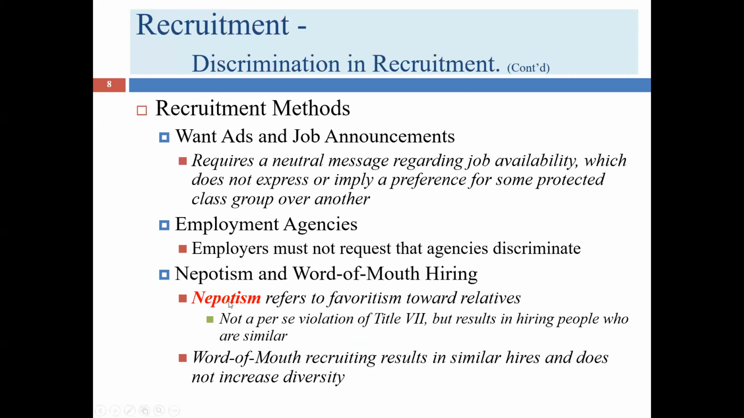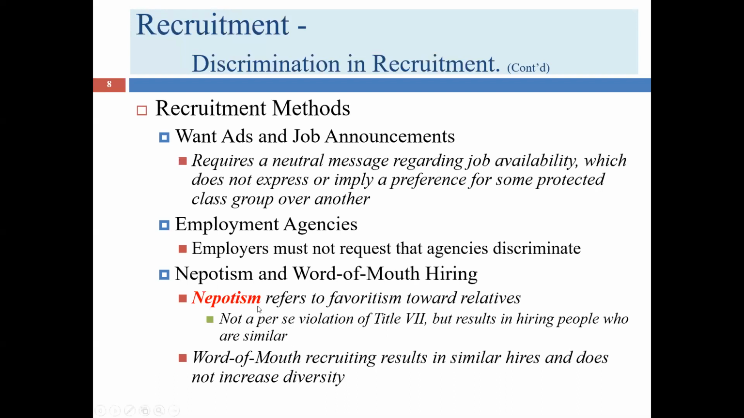The term nepotism is related to this, and this refers to favoritism toward relatives. This is not unlawful. You can prefer, especially if you're a small business, to hire your own employees. Sometimes that can be an effective way of managing salary costs. You know, if you're the small business owner and you hire your own child who's taking the summer off to work in your business, you don't have to pay him anything, right? Because after all, he's your kid. And so that can be a way of saving some money.